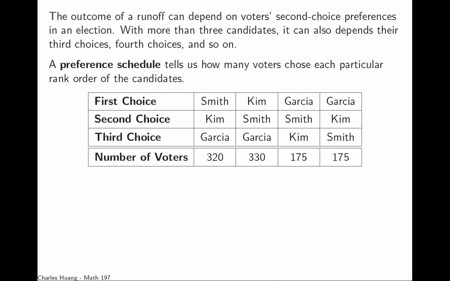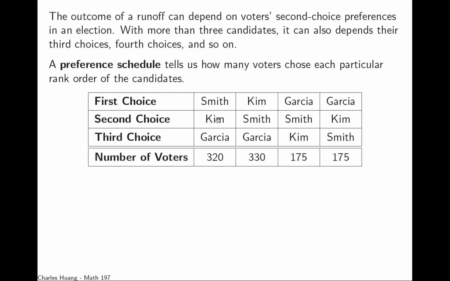In order to do that, we need something called a preference schedule. A preference schedule is something like this. We look at it column by column. In the first column, the 320 people will vote for Smith if they can. If Smith is not one of the choices, they will vote for Kim instead. And if Kim is not around, then they will vote for Garcia.